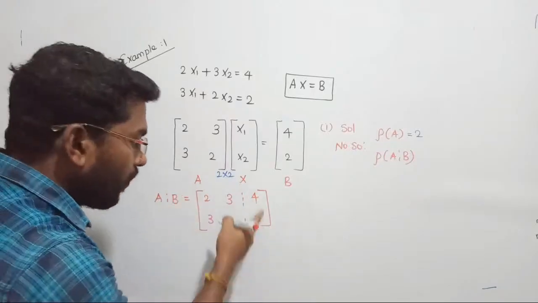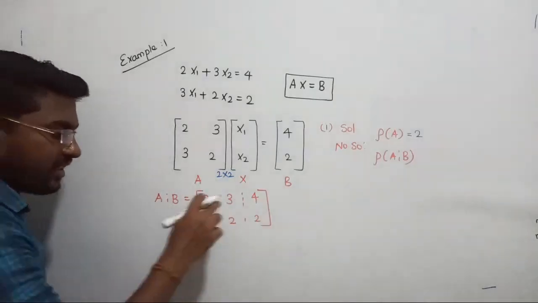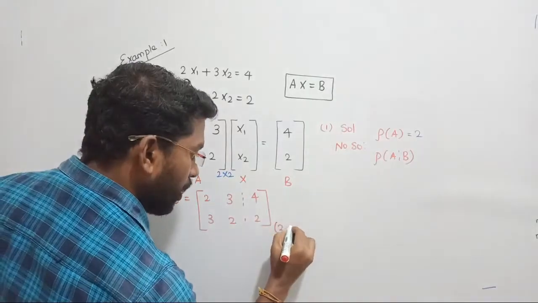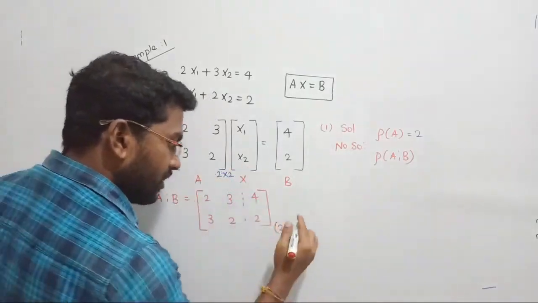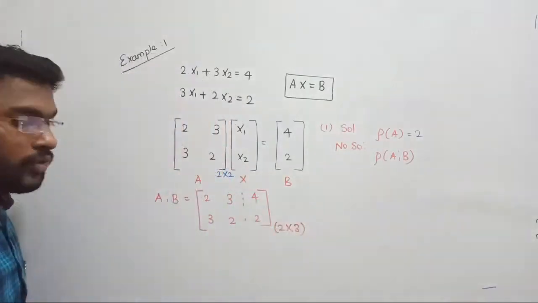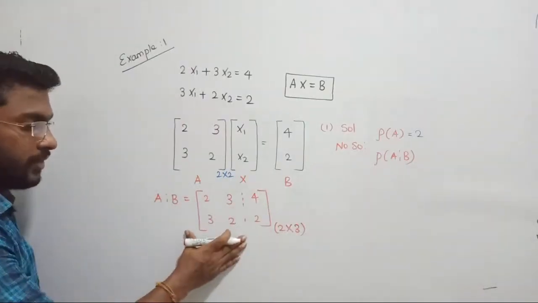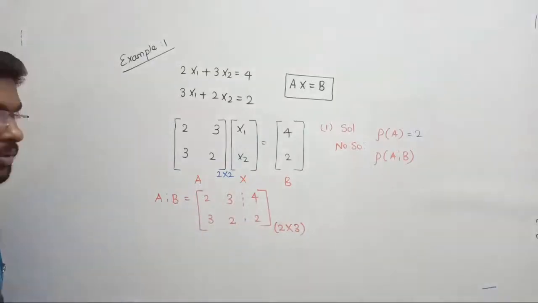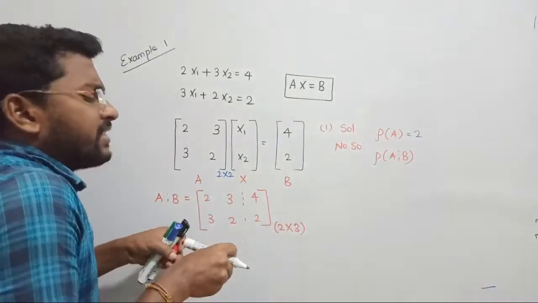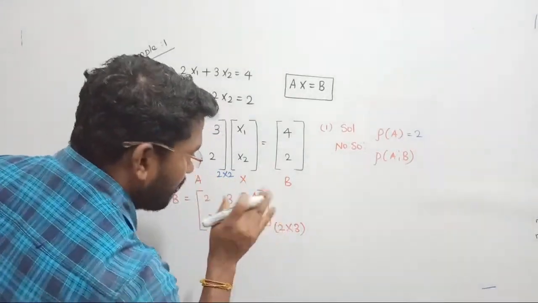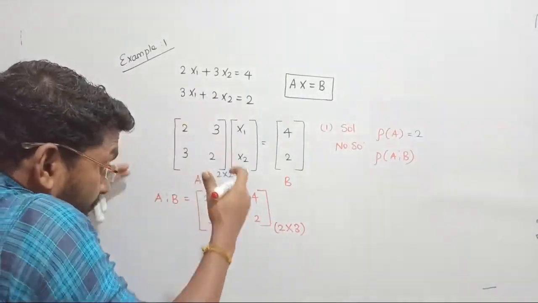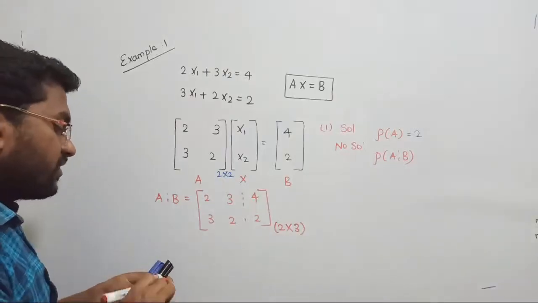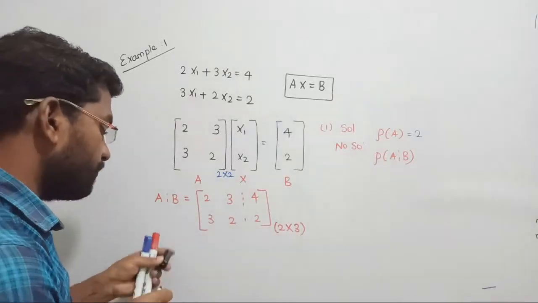What is the order of this matrix now? How many rows are there? 2 rows are there. How many columns are there? 3 columns are there. In order to know the rank of this matrix, now that it has been clubbed together, when we have a non-square matrix, select the maximum subsquare matrix in order to find out the rank. Shall we proceed?